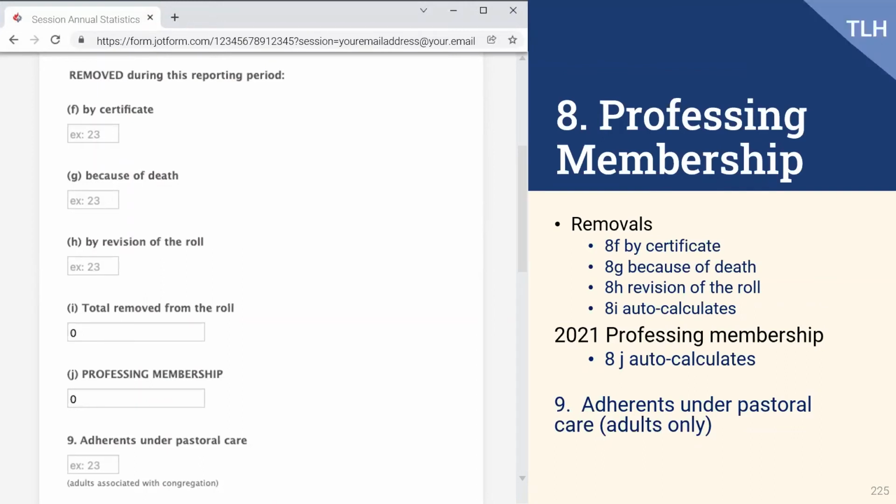Does baptism include those who have been baptized in other denominations? No, what baptism would be is those baptisms that occurred within your own congregation during that year.